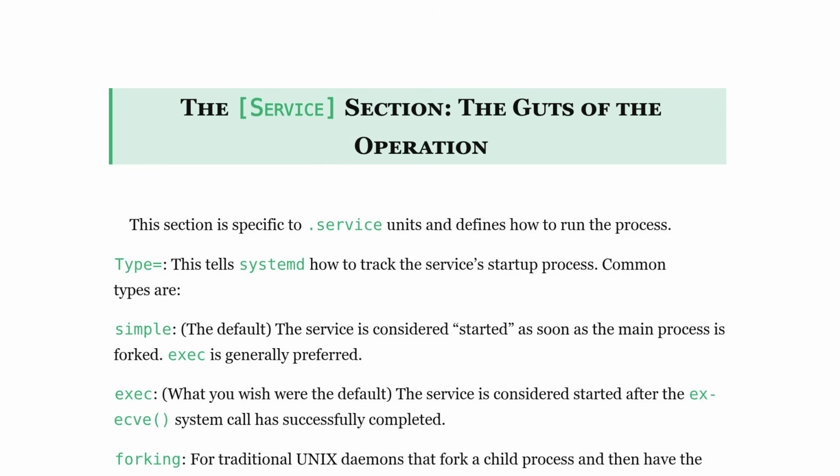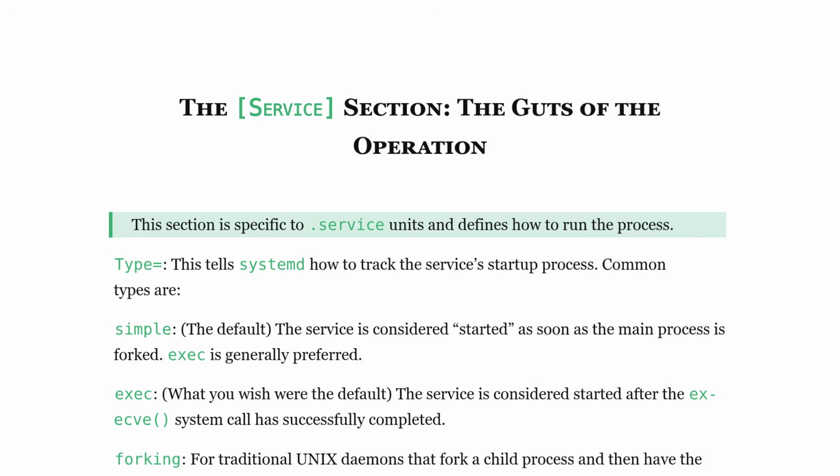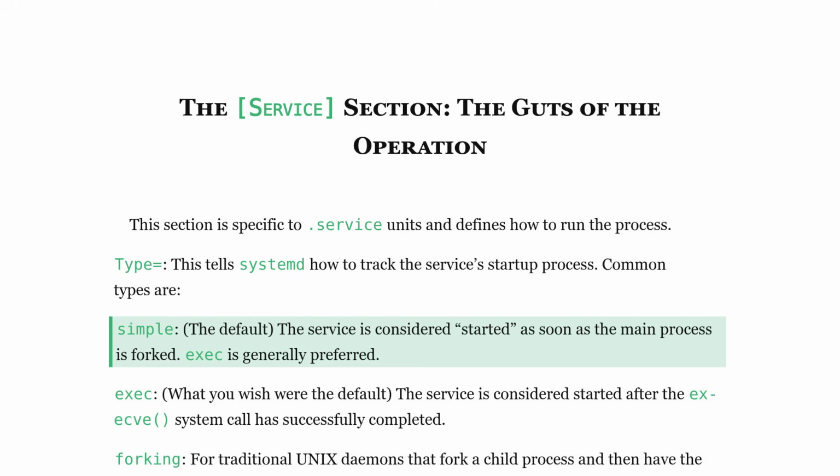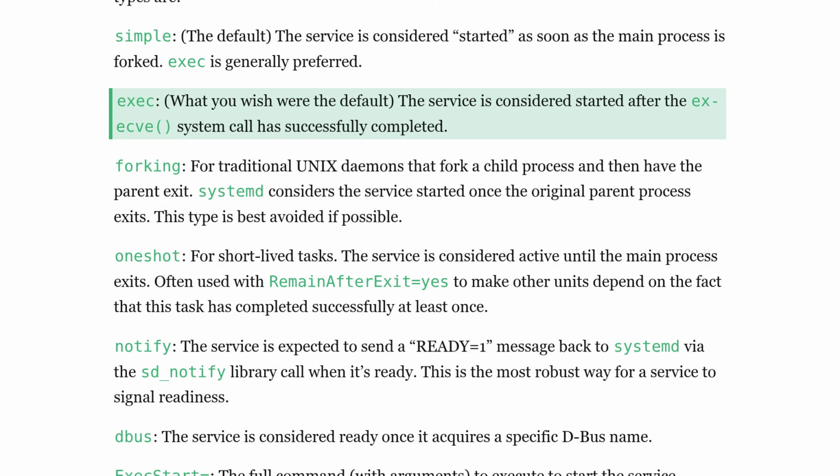The Service section. The guts of the operation. This section is specific to .service units and defines how to run the process. Type. This tells systemd how to track the service's startup process. Common types are simple, the default. The service is considered started as soon as the main process is forked. Exec is generally preferred. Exec. What you wish were the default. The service is considered started after the execve system call has successfully completed.